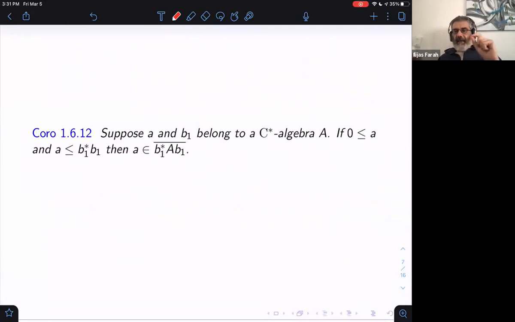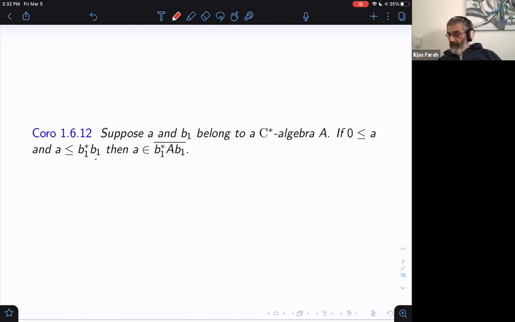I'm proving a sort of a circle of lemmas with a common theme. We'll need some of them later on, and I'm just using the opportunity to showcase some continuous functional calculus here. This corollary is not directly related to what we are doing right now, but it will be useful later on. And here it is. Suppose that A and B1 belong to the C-star algebra A. If A is positive and A is less or equal than B1 star B1, then A belongs to this here.